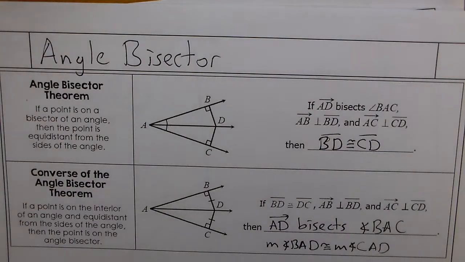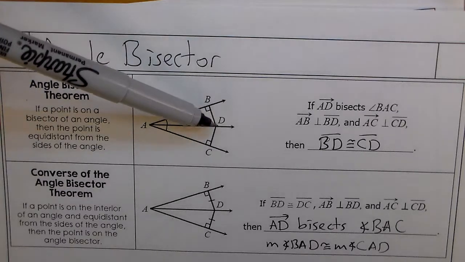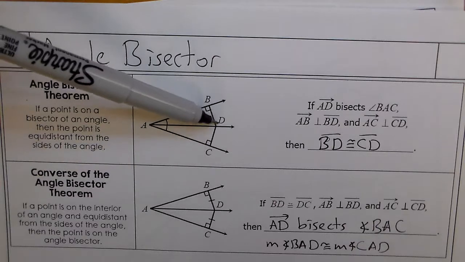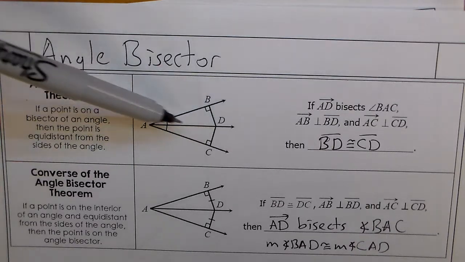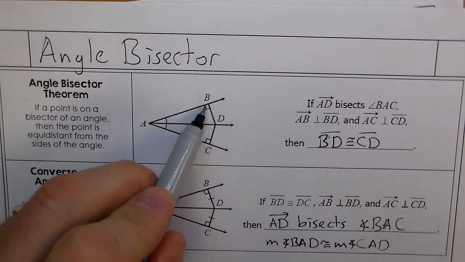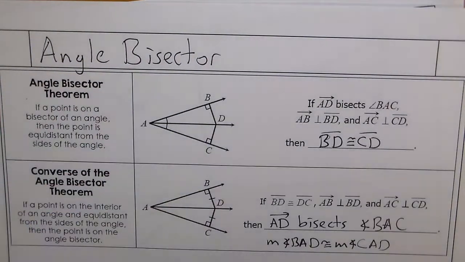With angle bisectors, we're going to start with the angle bisector theorem, and that says if a point is on the bisector of an angle, then the point is equidistant from the sides of the angle. So I put this point D on this angle bisector that I have drawn, and this theorem says that D is equidistant to both sides of the triangle, or the angle.